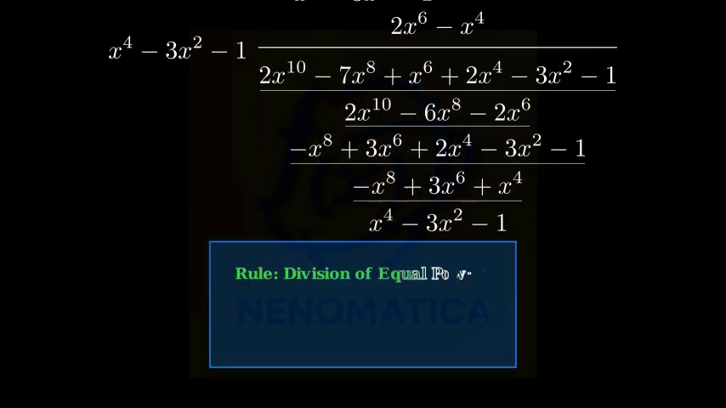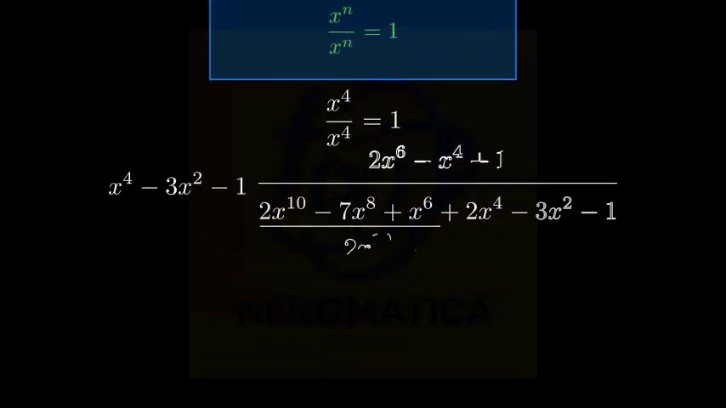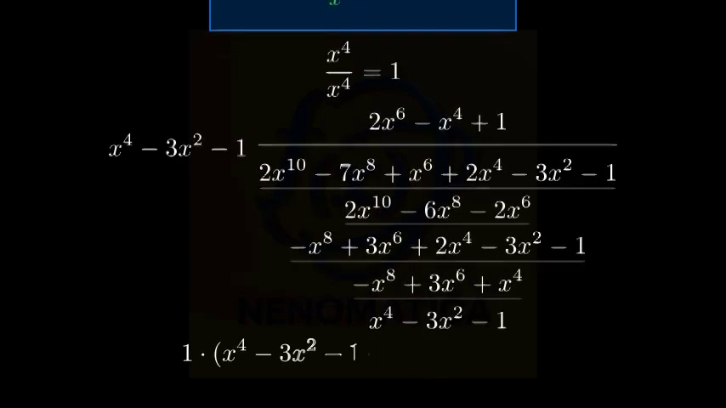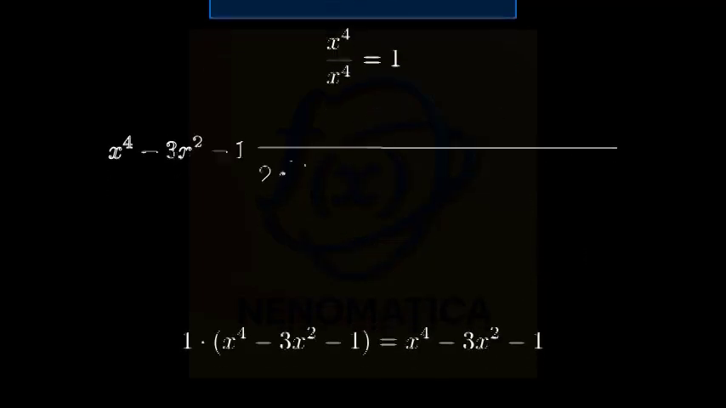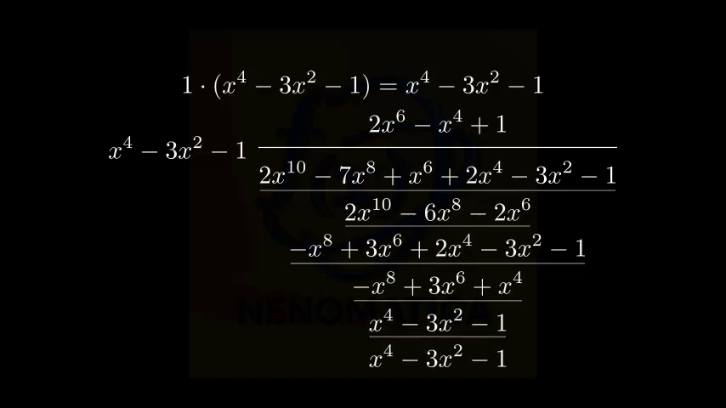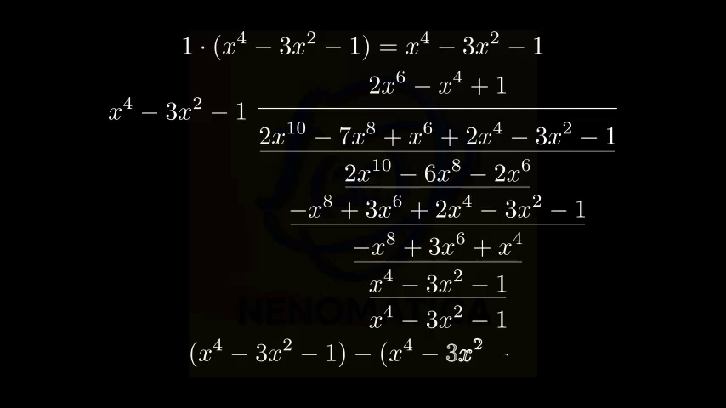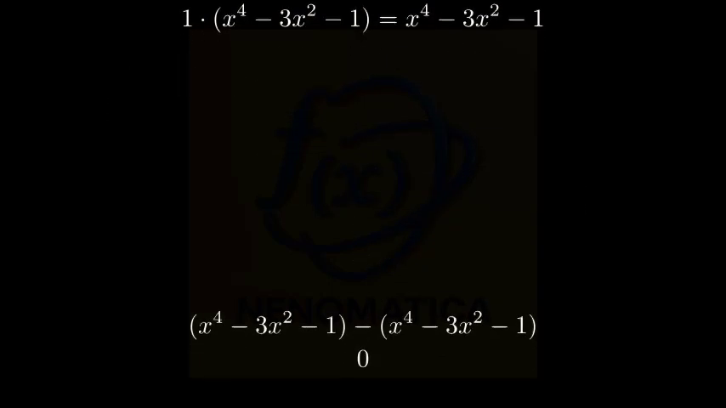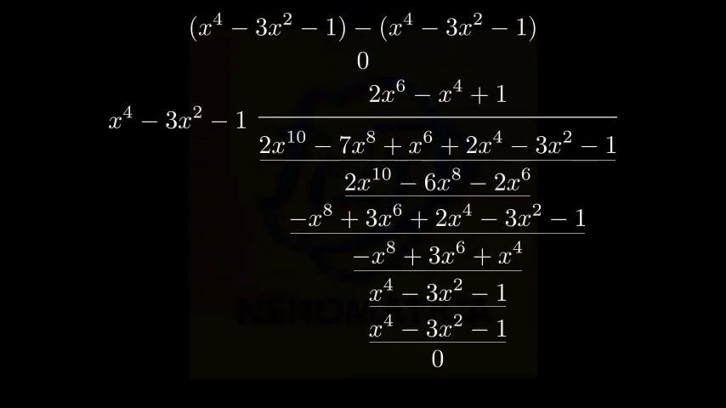We divide the leading term of our new dividend, x to the 4th power, by the leading term of our divisor, x to the 4th power. This gives us 1. We add this to our quotient. Next, we multiply the divisor by 1. This gives us x to the 4th power minus 3x squared minus 1. We subtract this from our current dividend. The result is 0. This means our division is complete, and there is no remainder.